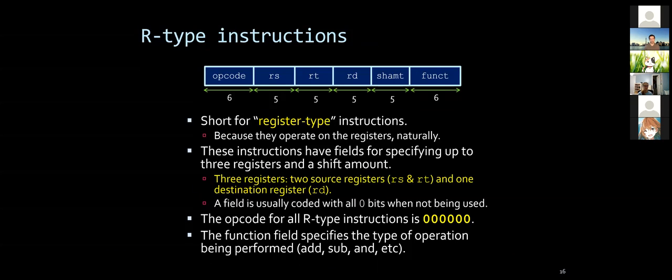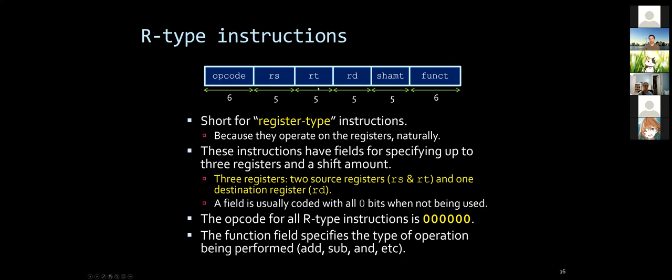So we'll talk about R type first. R type, not a big surprise, is short for register type instructions because they operate only on the registers. And that's much simpler because there's no big constants to deal with. These instructions have fields for specifying up to 3 registers and potentially a shift amount if you need to do some shifting. These registers are 2 source registers, RS and RT, stored here, and 1 destination register.